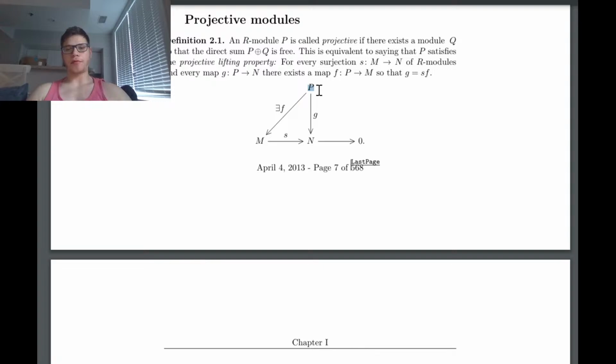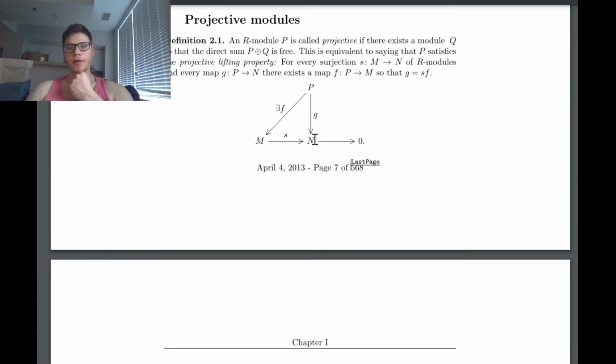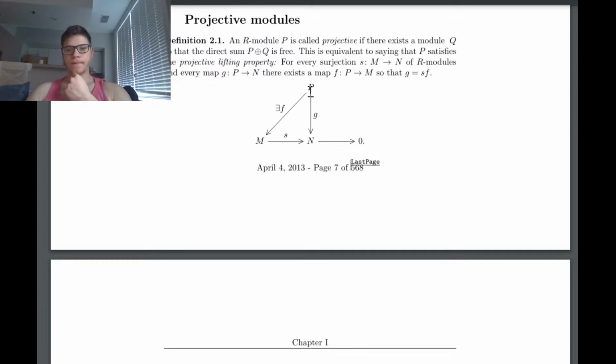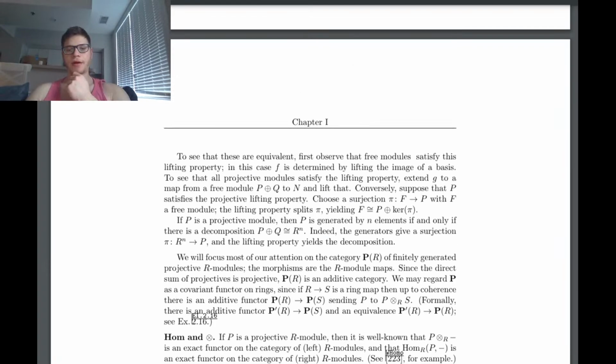Say P here was free. Then I want a map F such that G is equal to S composed with F. So take a basis of P, look at the images under G, lift them to images here, and then choose a map that sends the basis elements to the lifts, and then you get the commutative diagram. So free modules satisfy this property. F is determined by lifting the image of the basis, like I said.